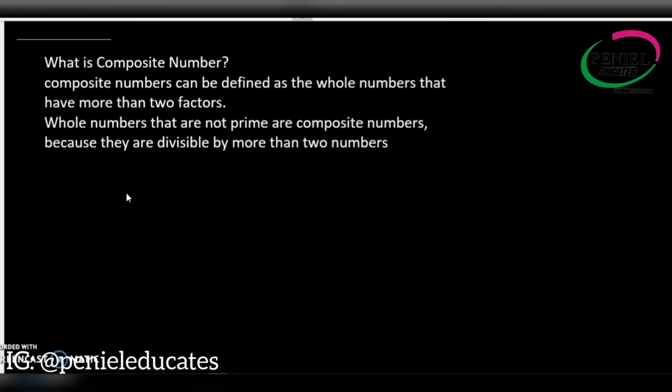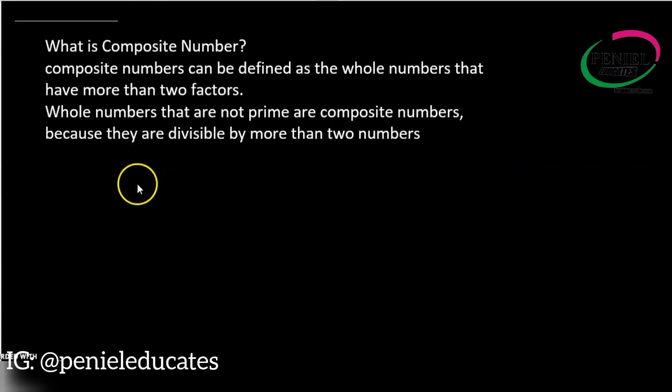Whole numbers that are not prime are composite numbers. All right, so it means that whole numbers that are not prime are composite numbers because they are divisible by more than two numbers. They are divisible by one or more factors apart from one and the number itself.